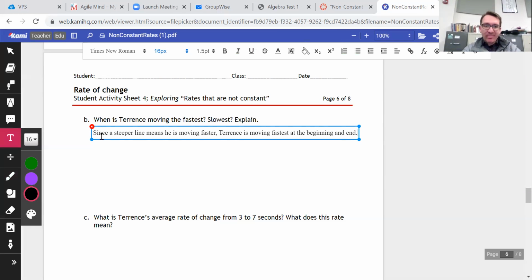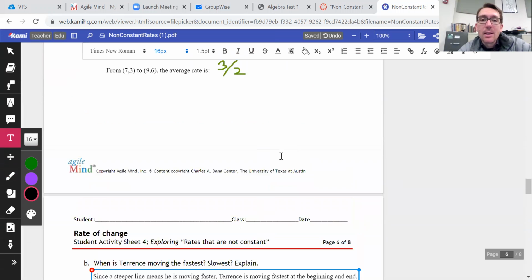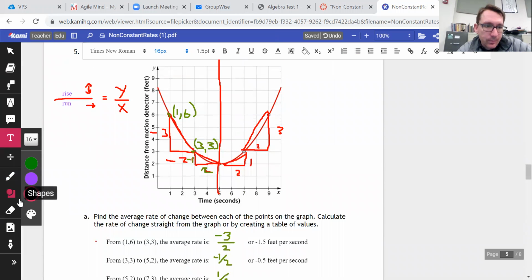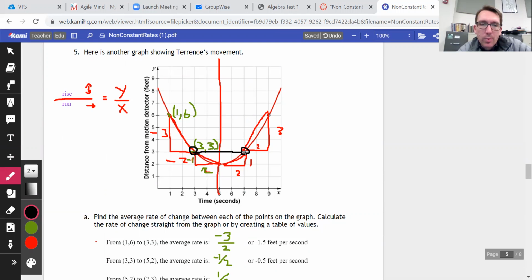What is Terrence's average rate of change between 3 and 7 seconds? What does this rate mean? Let's find 3 and 7. 3 is right here, 7 is right here. So what we're talking about is between here and here. How much does he move between those 2 points? If I connect them, he starts out moving toward the motion detector, and then he starts moving away from the motion detector, and he ends up exactly the same distance away, right? So what is that average speed?